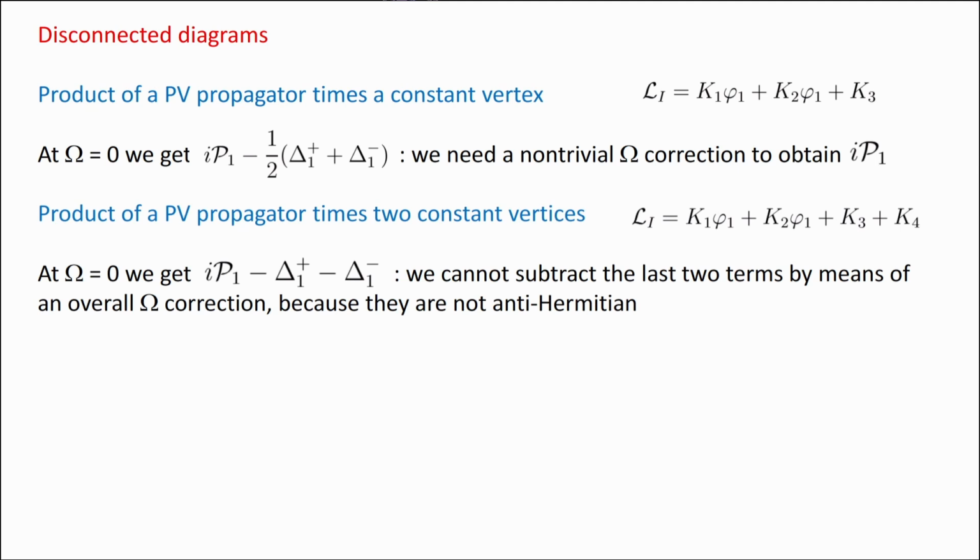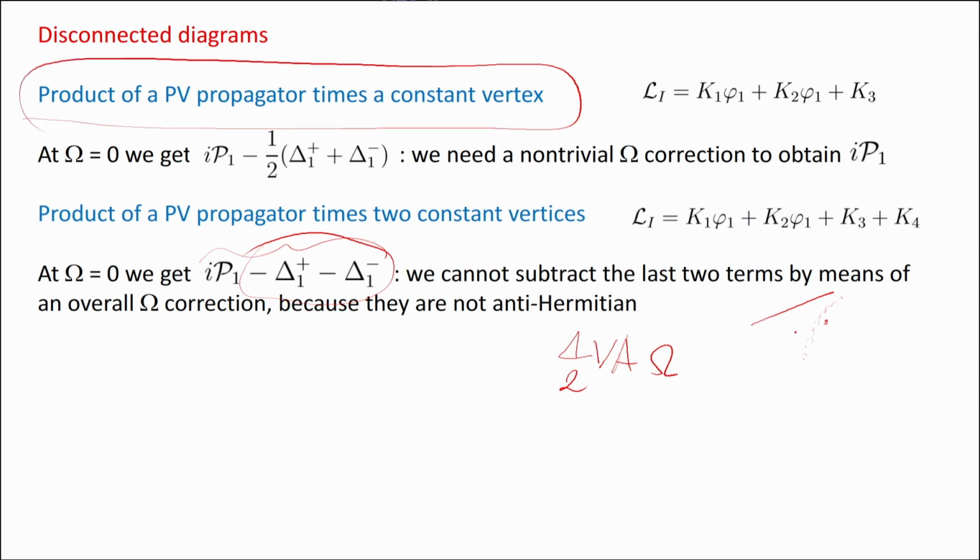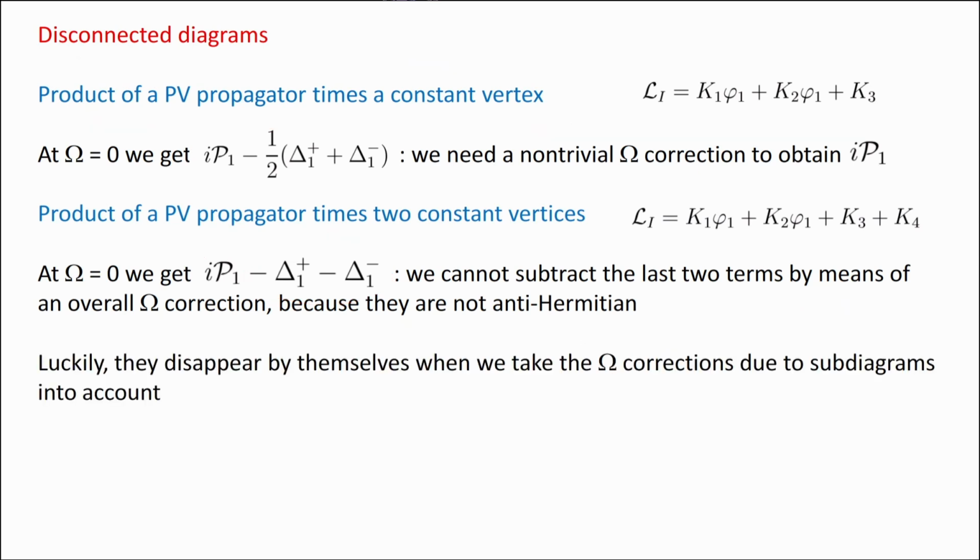Then you can consider the product of a propagator times two constants, times two vertices that are just 1, equal to 1, with no legs. You get this. Again, you would say you proceed as before, but you cannot here because the correction you need to subtract is not anti-Hermitian. So it cannot be subtracted by the overall omega correction. It must disappear automatically by the omega corrections due to subdiagrams, which we saw before. And what are the subdiagrams here? The subdiagrams are precisely the ones we have considered earlier here, which indeed needed their own omega, because you can separate the two constants from one another. Once you do that, you find the right result.